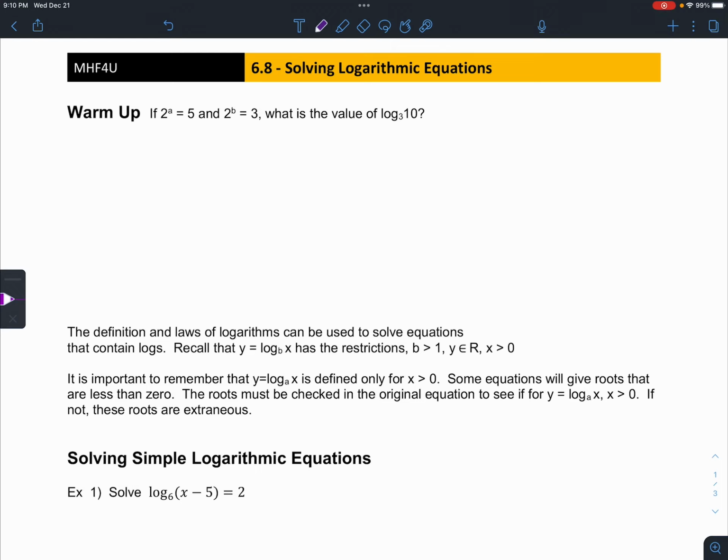See if you can figure out how you would find the value of log to the base 3 of 10, knowing that 2 to the exponent of a is equal to 5 and 2 to the exponent of b is equal to 3. Okay, so take some time to try to express log to the base 3 of 10 in terms of a and b.